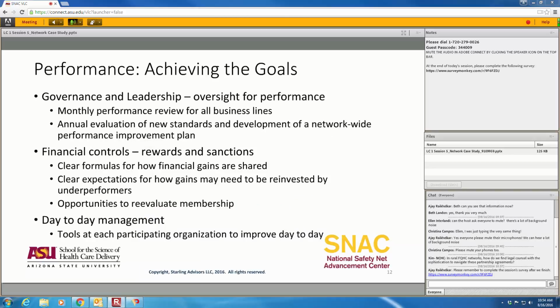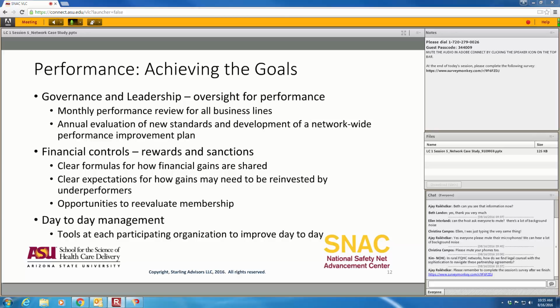In terms of achieving their goals, they created a good governance structure for providing oversight of performance. They facilitated monthly performance reviews across all business lines, and annually revisited their standards, and in fact increased their standards on an annual basis so that when they go back into the contracting market, they're ever increasing, if you will, their ability to address the concerns and the needs of their payer partners.